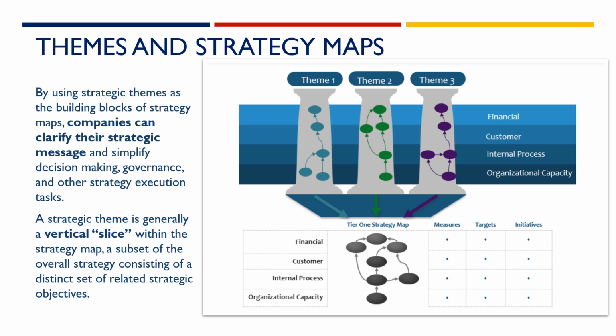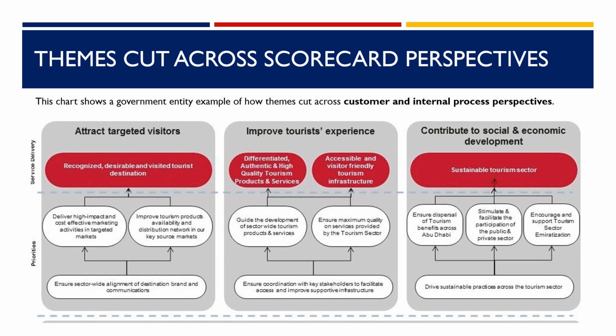A strategic theme is generally a vertical slice within the strategy map, a subset of the overall strategy, consisting of a distinct set of related strategic objectives. This chart shows a government entity example, related to tourism, of how themes cut across customer and internal process perspectives. These strategy maps will be integrated into a corporate master scorecard at a later date. They will also provide a focus for articulation of goals, objectives, and targets for teams involved in delivering customer service.